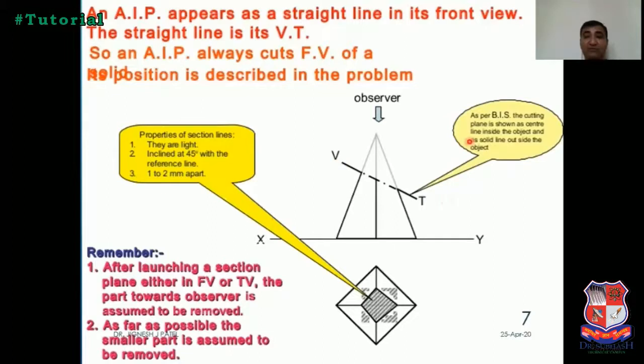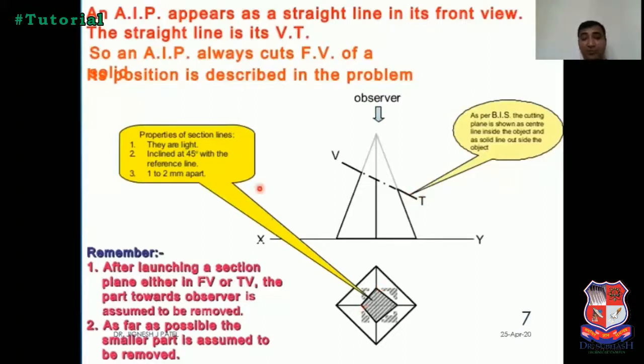As per BIS, Bureau of Indian Standards, the cutting plane is shown as a center line inside the object and as a solid line outside the object. You can see the cutting plane is represented by the center line inside the object. Inside the object we show it with a center line, and outside the object we represent it by a solid line. Now here you can see it's a sectional view in top view.